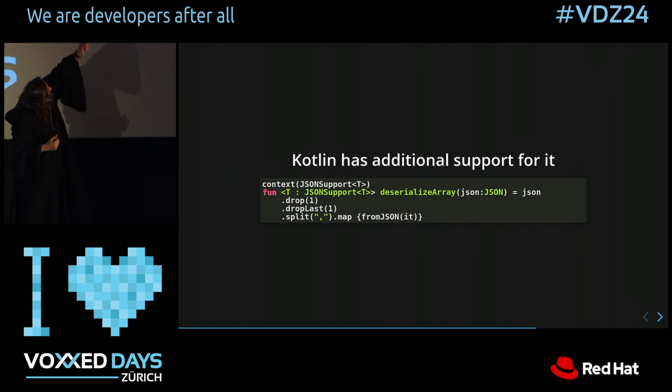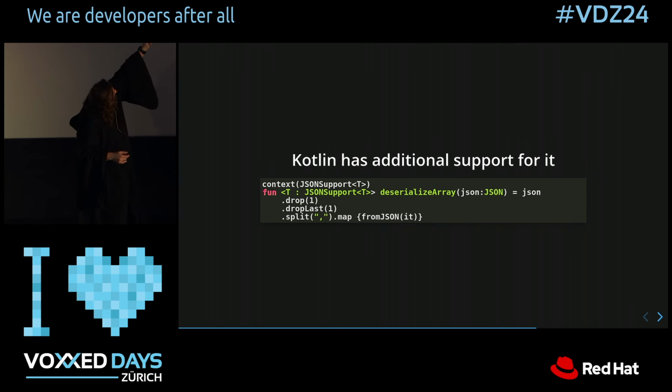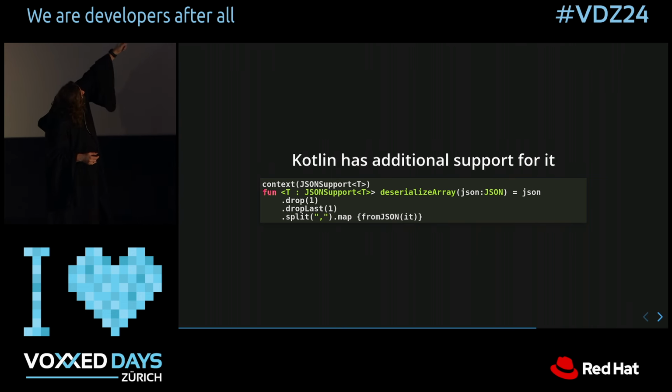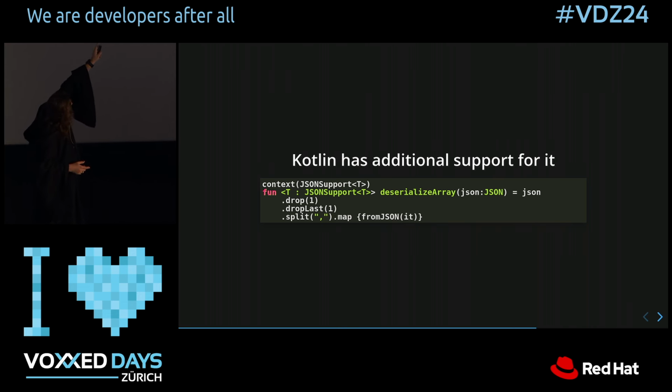So, there is this line: context, JSON support of T, deserialize array. If only T has this JSON support, then you can actually call it. Yeah, this is great. Actually, no, sorry, this JSON support after fun is not needed. Sorry, I wrote it by hand and I made a mistake. Now I've seen it for the first time. This JSON support just after fun is not really needed here. But OK, it's needed in this context.